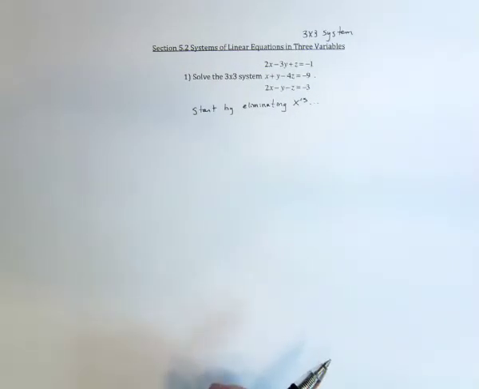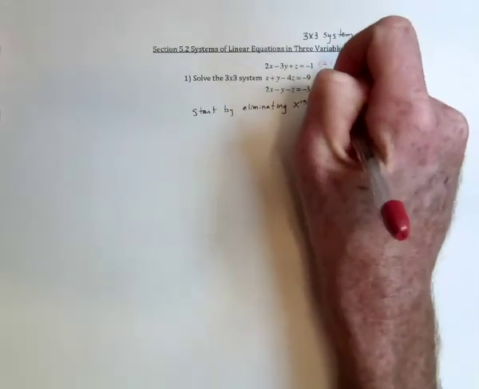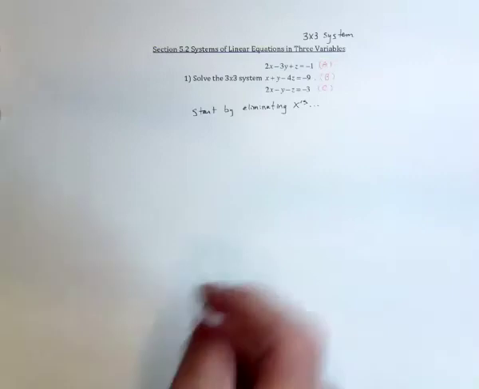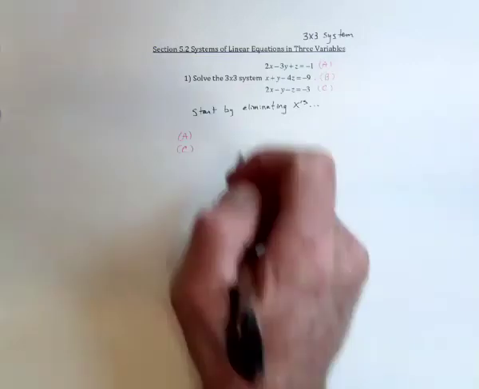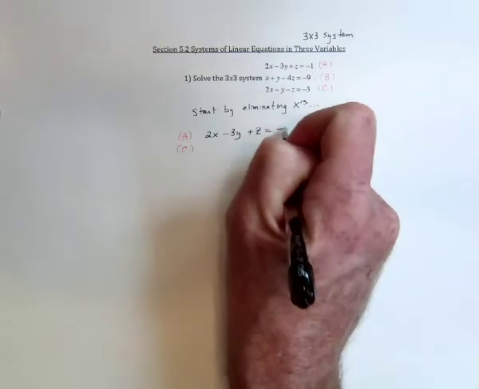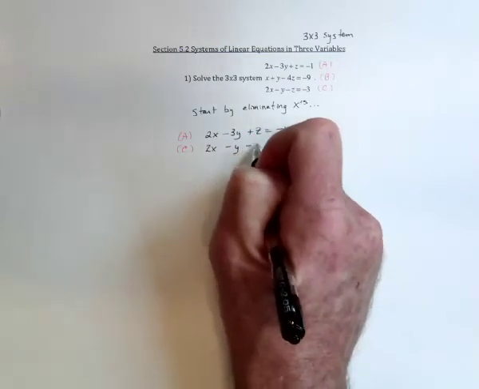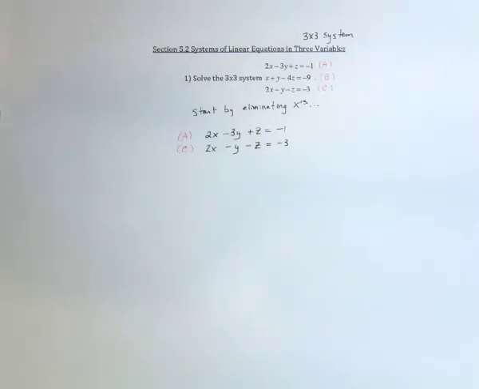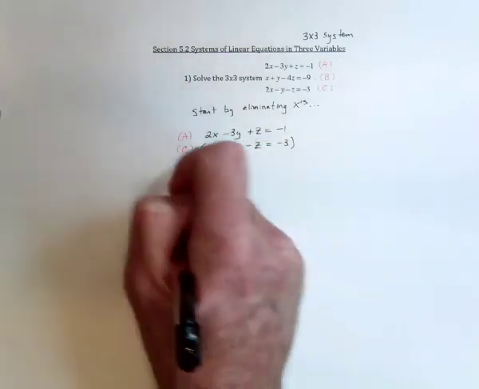So if I use the top and the bottom equation, I sometimes even like to label them as the top equation, the middle equation, and the bottom equation. So if I use equation A and C, it's going to be 2x minus 3y plus z equals -1, and 2x minus y minus z is equal to -3. And if I want these 2 x's to cancel, then what I need to do is subtract the 2 equations.